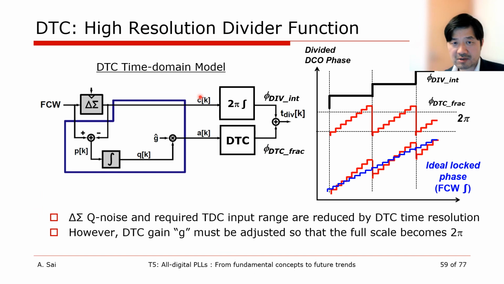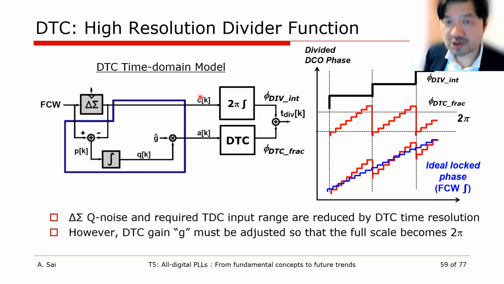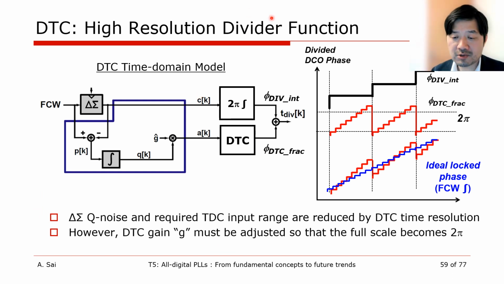This section describes the operation of the DTC as a high-resolution frequency divider. Fractional phase division can actually be physically realized by combining a DTC with a regular counter-based divider. As shown here, the phase of the DCO after integer division and fractional division by the DTC is made to track the reference phase by accumulating the FCW.